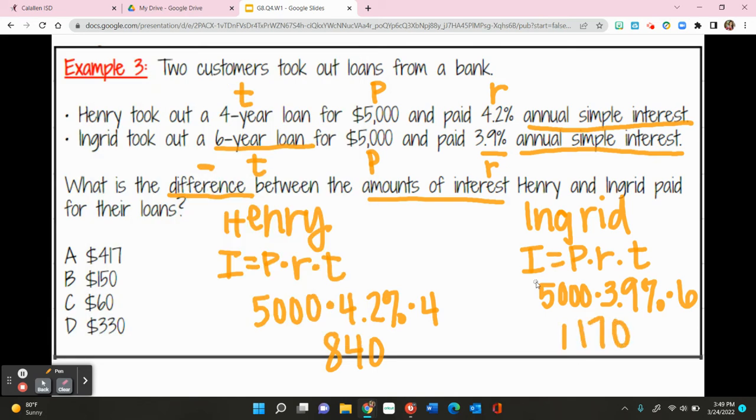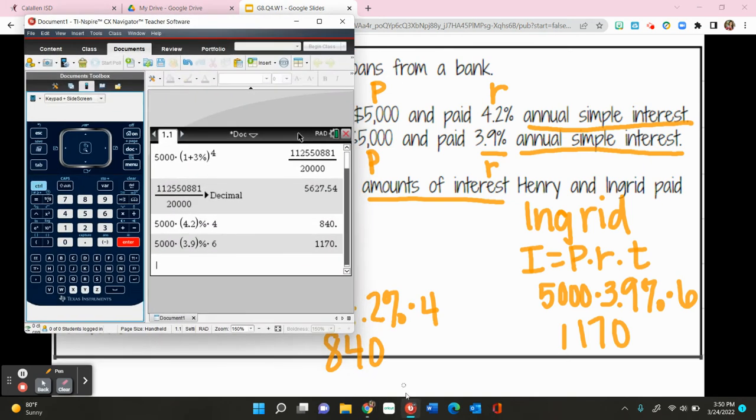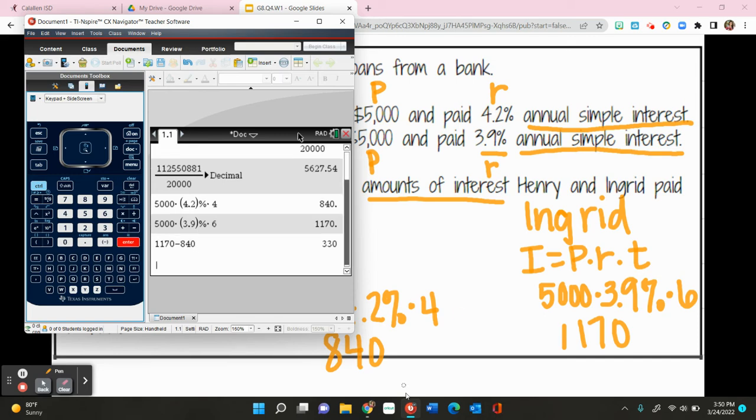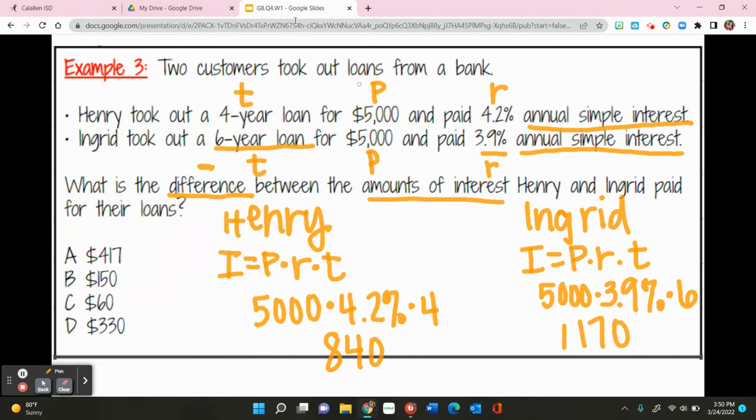So now I want to find the difference in the amounts between these two loans. So to find the difference, all we're going to do is subtract. So in your calculator, we want to take the amount of interest earned on Ingrid's loan and subtract Henry's. So 1,170 minus 840 is going to give you 330. So again, I took Ingrid's loan, subtracted Henry's, and we ended up with $330, which means that the difference here is D.